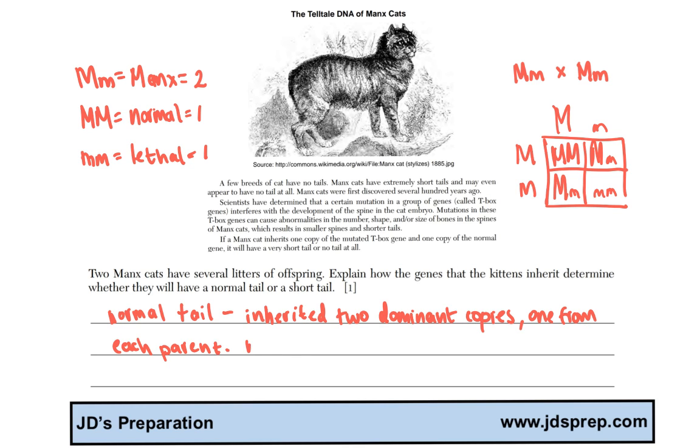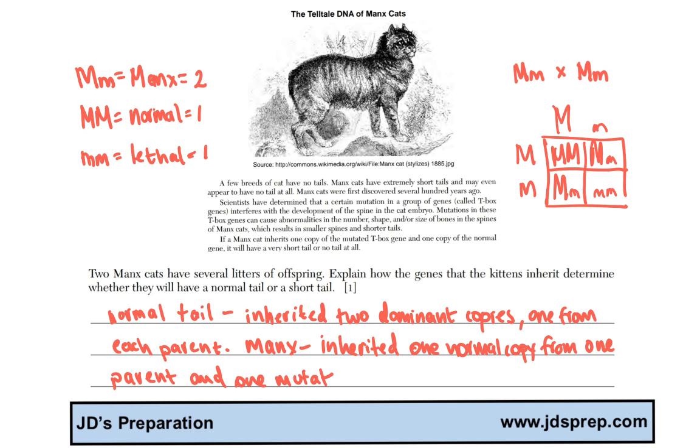And if they're going to be a Manx, that means they inherited one normal copy from one parent and one mutated copy from another. And that explains how they would have inherited those genes.